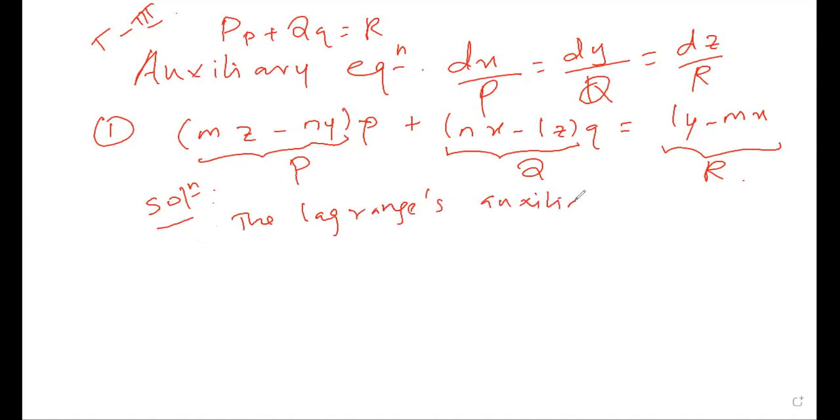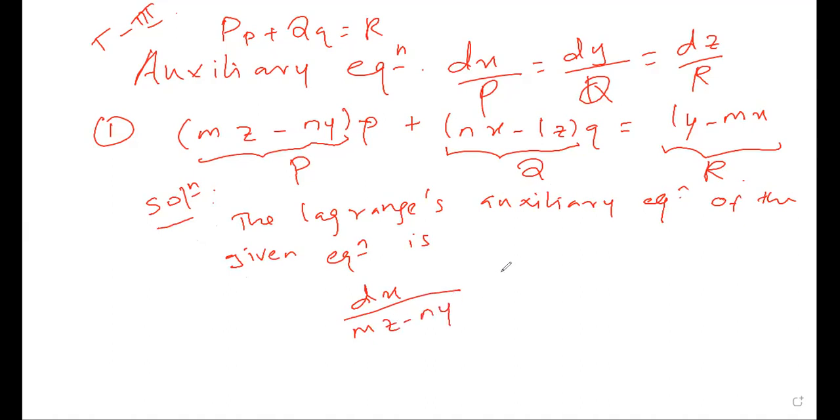Solution: the Lagrange's auxiliary equation of the given equation is, so dx over our P, which will be mz minus ny, is equal to dy over nx minus lz, which is equal to dz over ly minus mx. Then we have to choose the multipliers which can make our denominator zero.